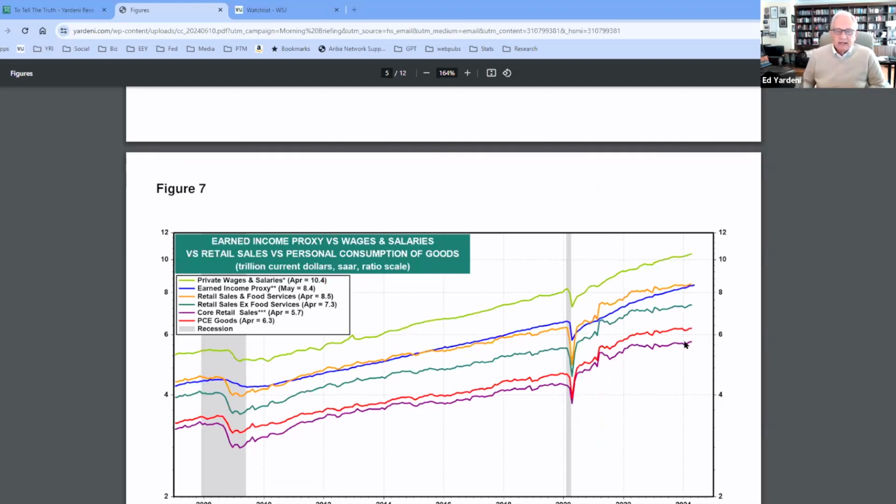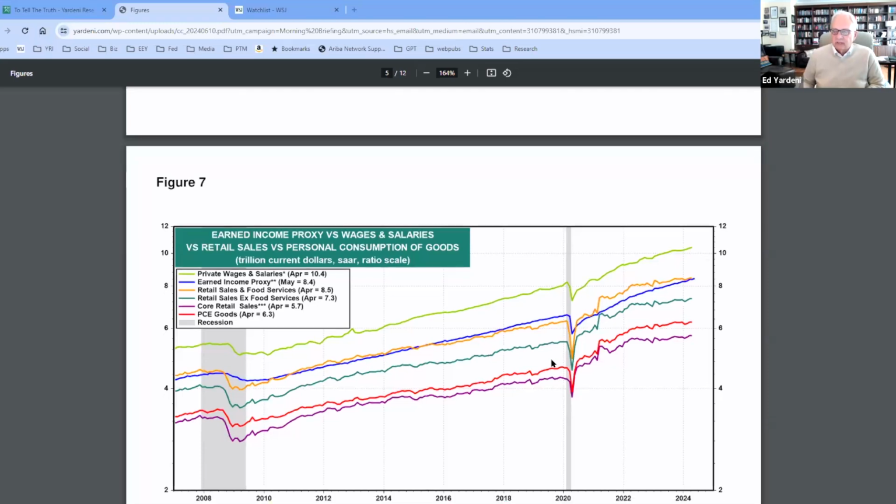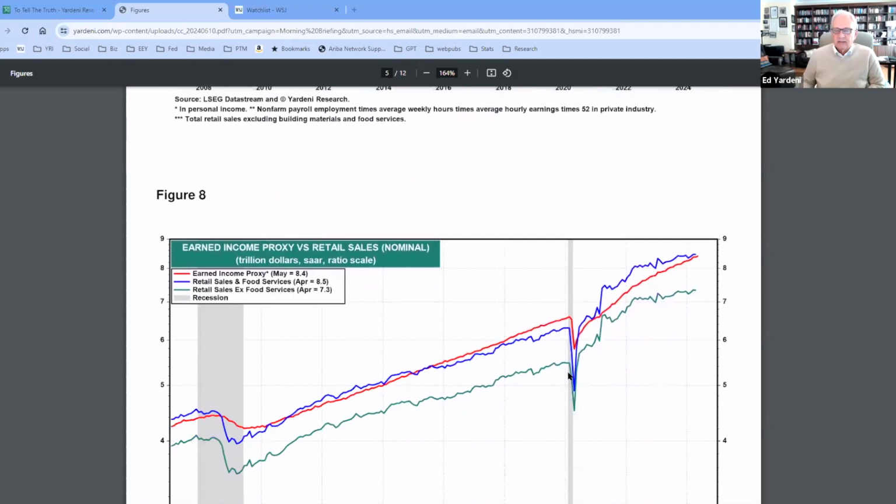Within that, you can see the earned income proxy in blue. And you can see how it correlates well with various measures of income, private wages and salaries, and retail sales with food services and without food services. It's the basic driver of consumption. It certainly has a significant impact on it.